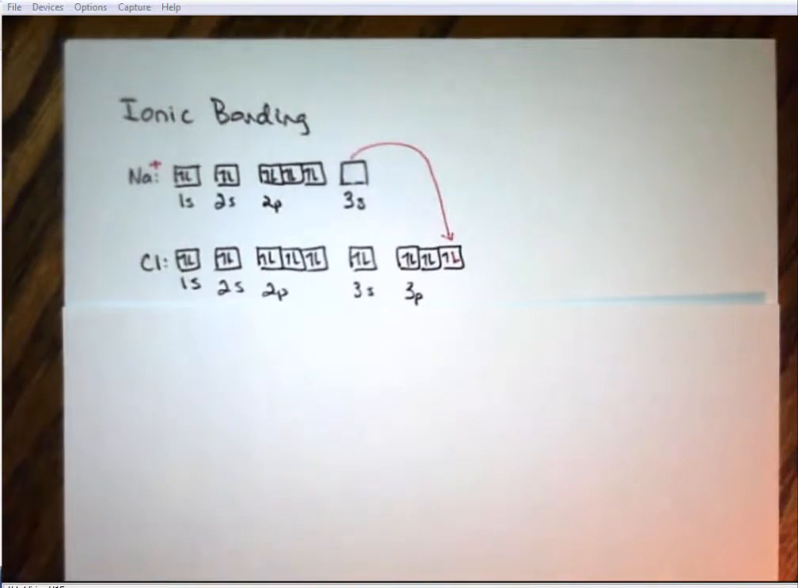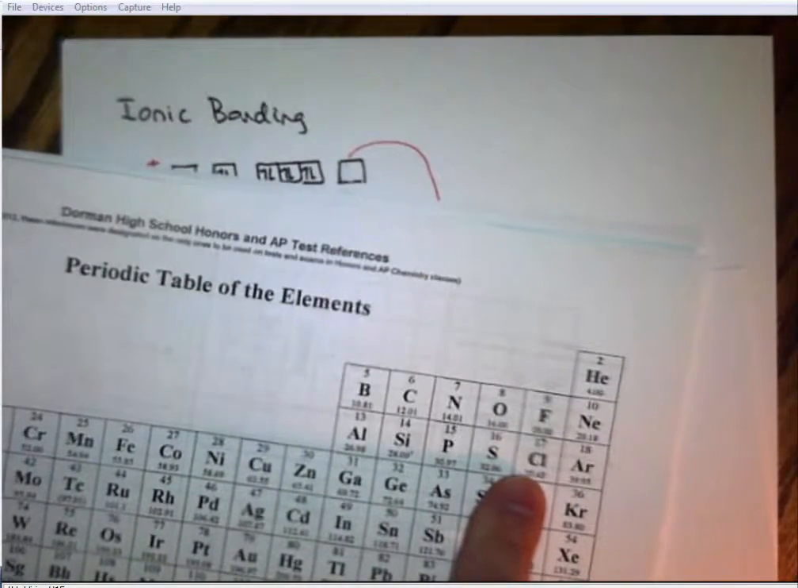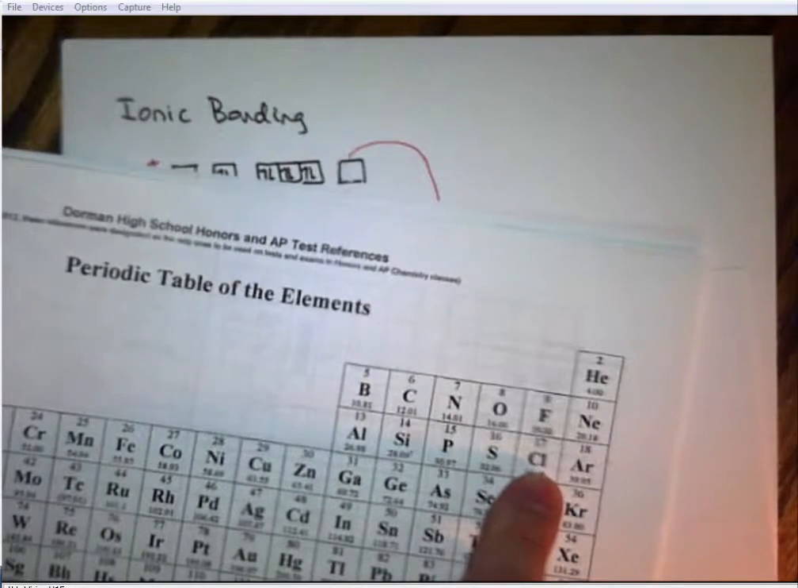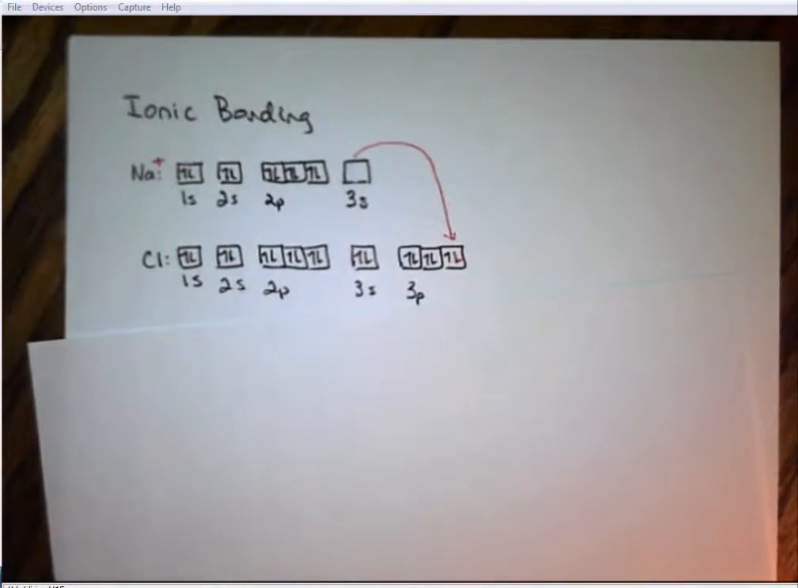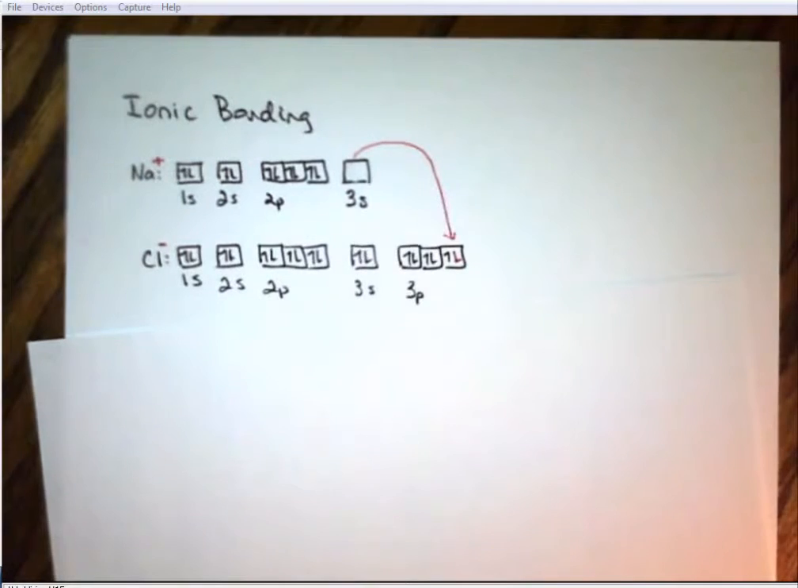All right, now chlorine, on the other hand, gained an electron. It had, when it was an atom, 17 protons and 17 electrons. Now it's got 17 protons and 18 electrons. So it's got one more electron than protons. It is now negatively charged. Okay, so just like with sodium, I'm going to put a charge symbol on here. It's going to be a negative charge.